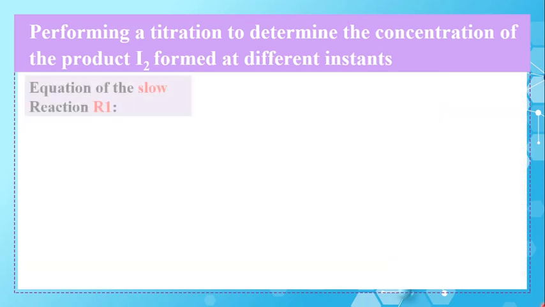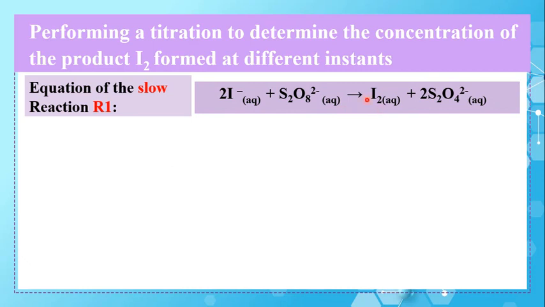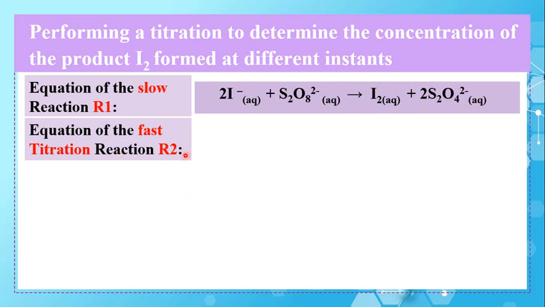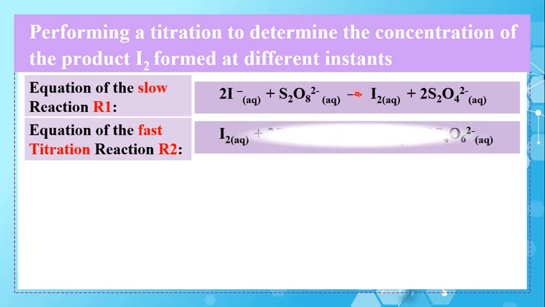To sum up, we have two reactions in this kinetic study. We have the equation of the slow reaction, R1, which is the reaction that produces I2. We have the second fast titration reaction, R2, in which I2 produced from R1 is being titrated by S2O3 2-. The reaction R2 will allow me to determine the number of mole of I2 produced in reaction 1.